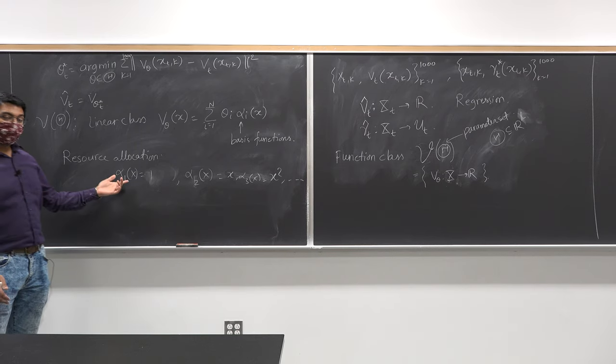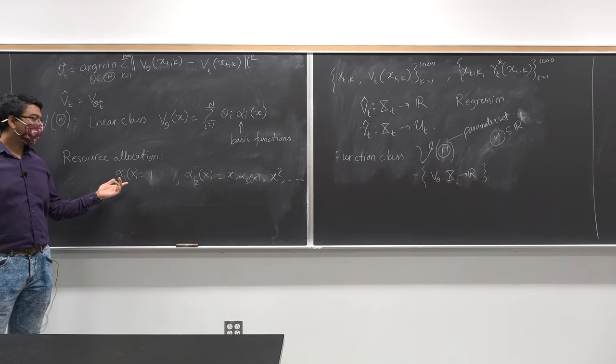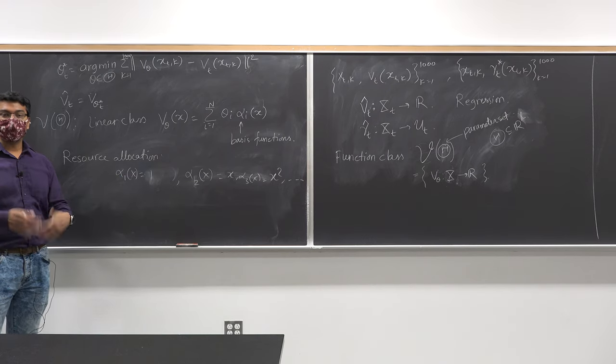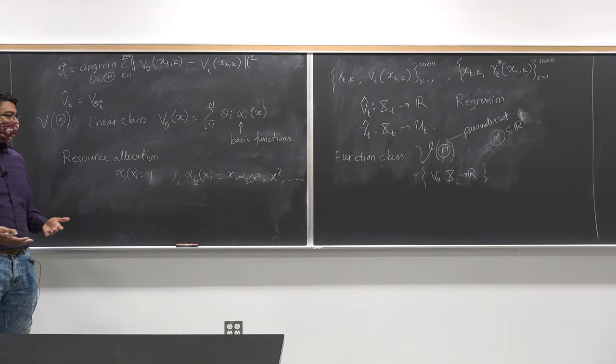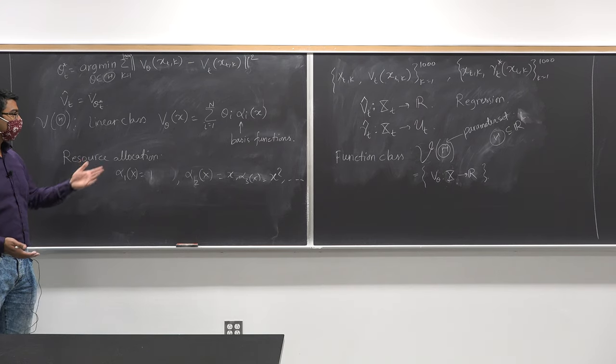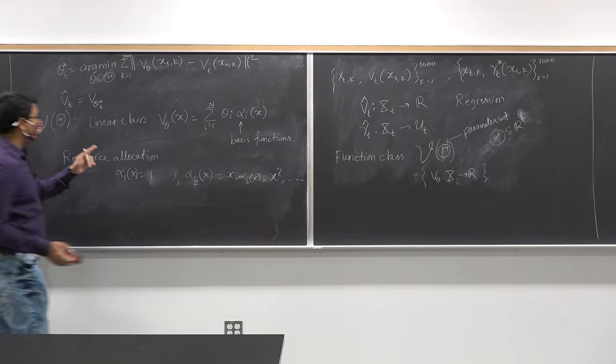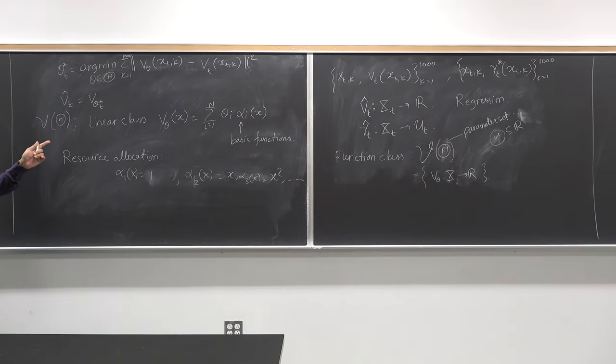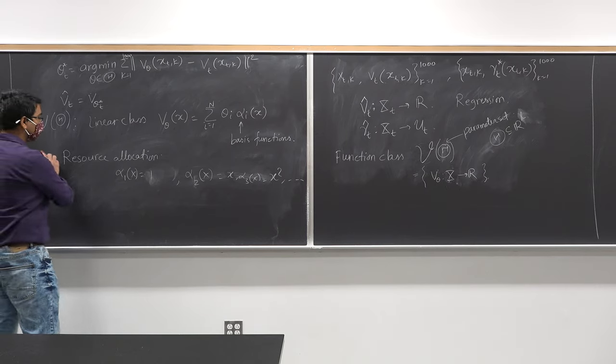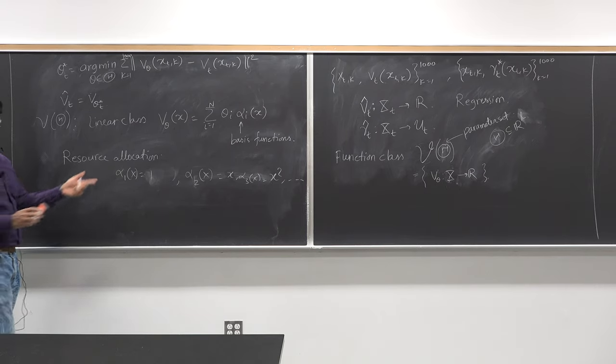So as you can see, choice of basis function is very important. And if you pick an appropriate basis function, you can actually write your value function exactly. On the other hand, if you pick a bad basis function, you will never be able to write the value function exactly. Another class of basis function is, let me write it down again. Any question on this one?